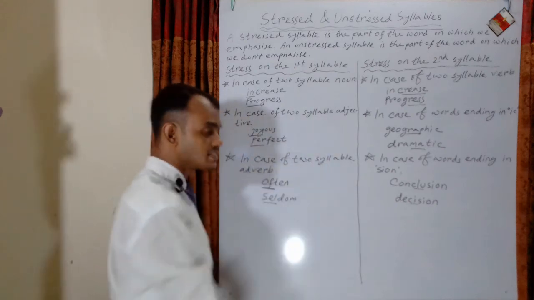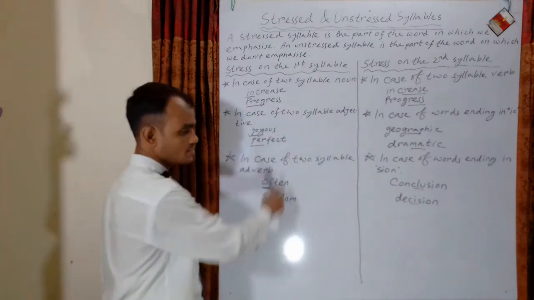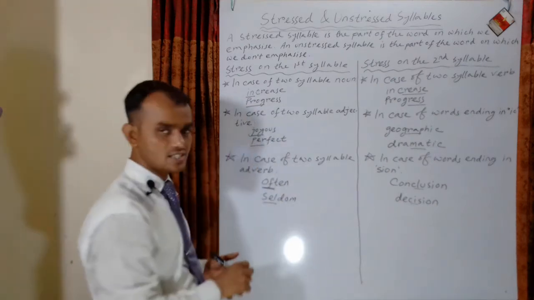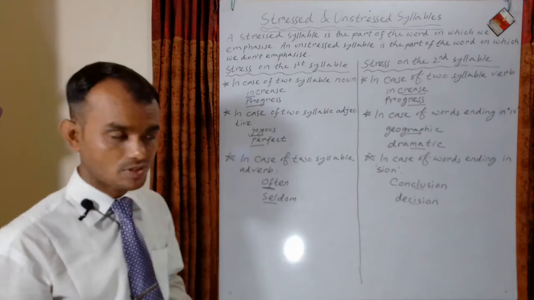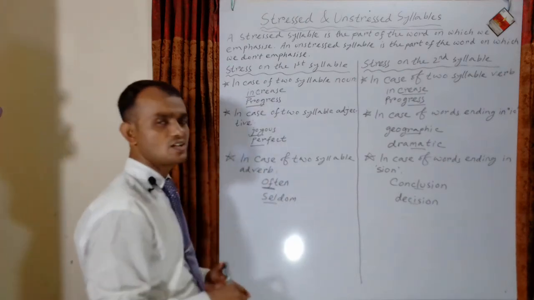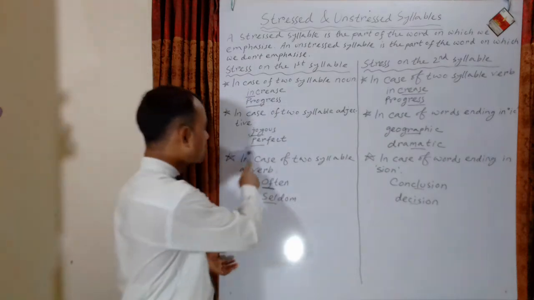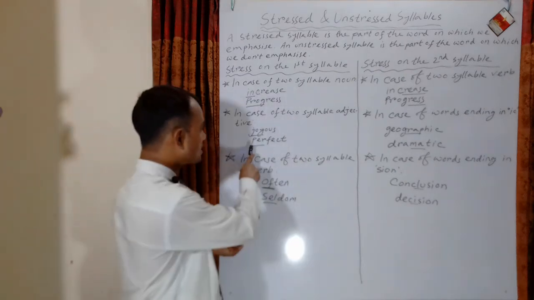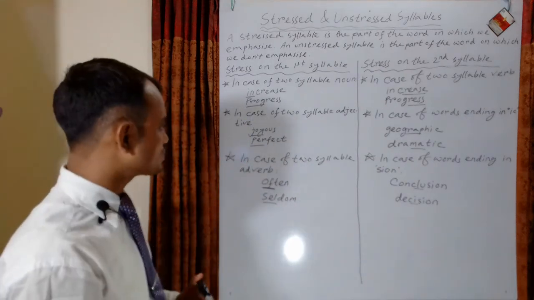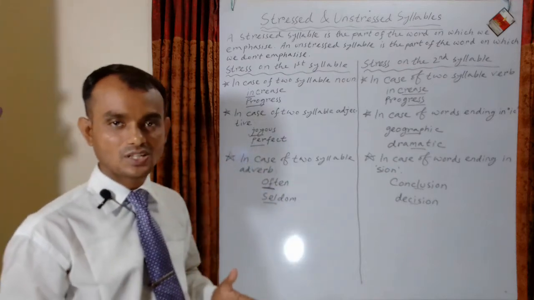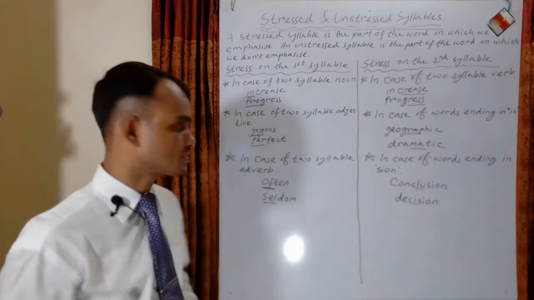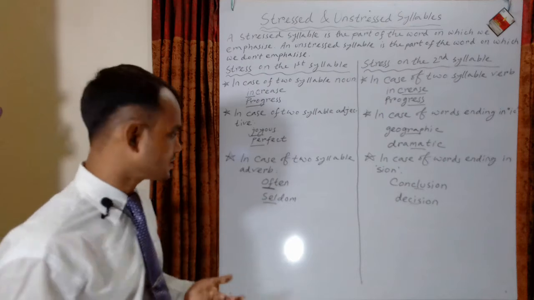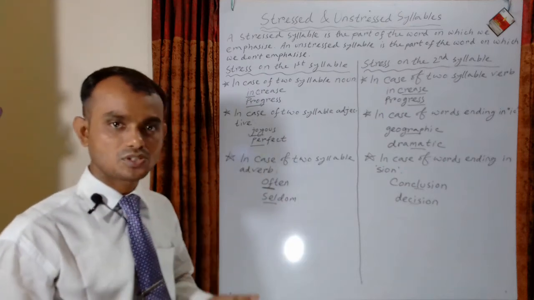In case of two syllable adjectives, dear students, joyous. The word joyous consists of two syllables, joy and ous. So we should stress on the first syllable. Since this is an adjective, we should stress on the first syllable. Perfect. From the word perfect, we find two syllables, per and fect. We should stress on the first syllable. This rule is for two syllable adjectives. Whenever we find two syllable adverbs, we do the same thing. On the first syllable we should stress.